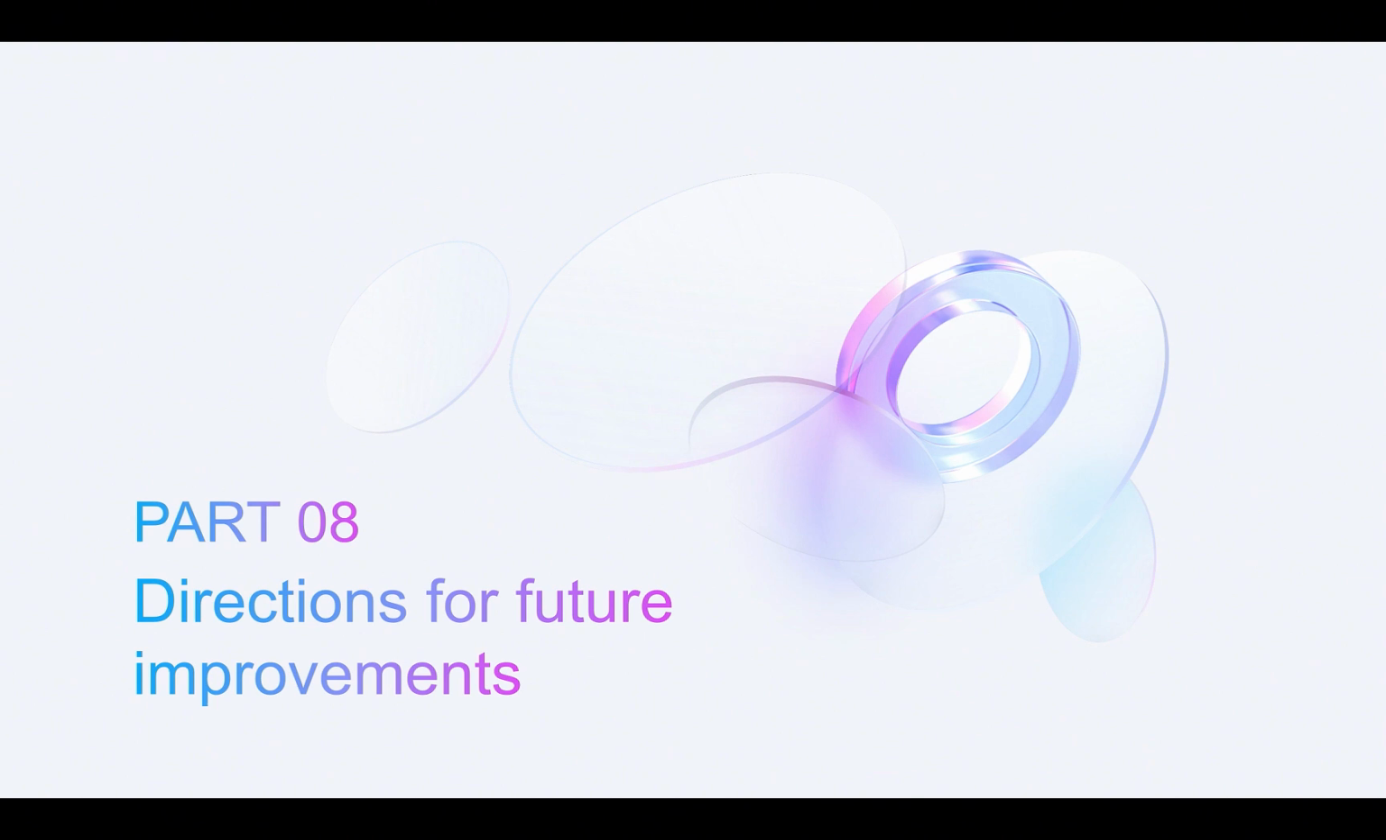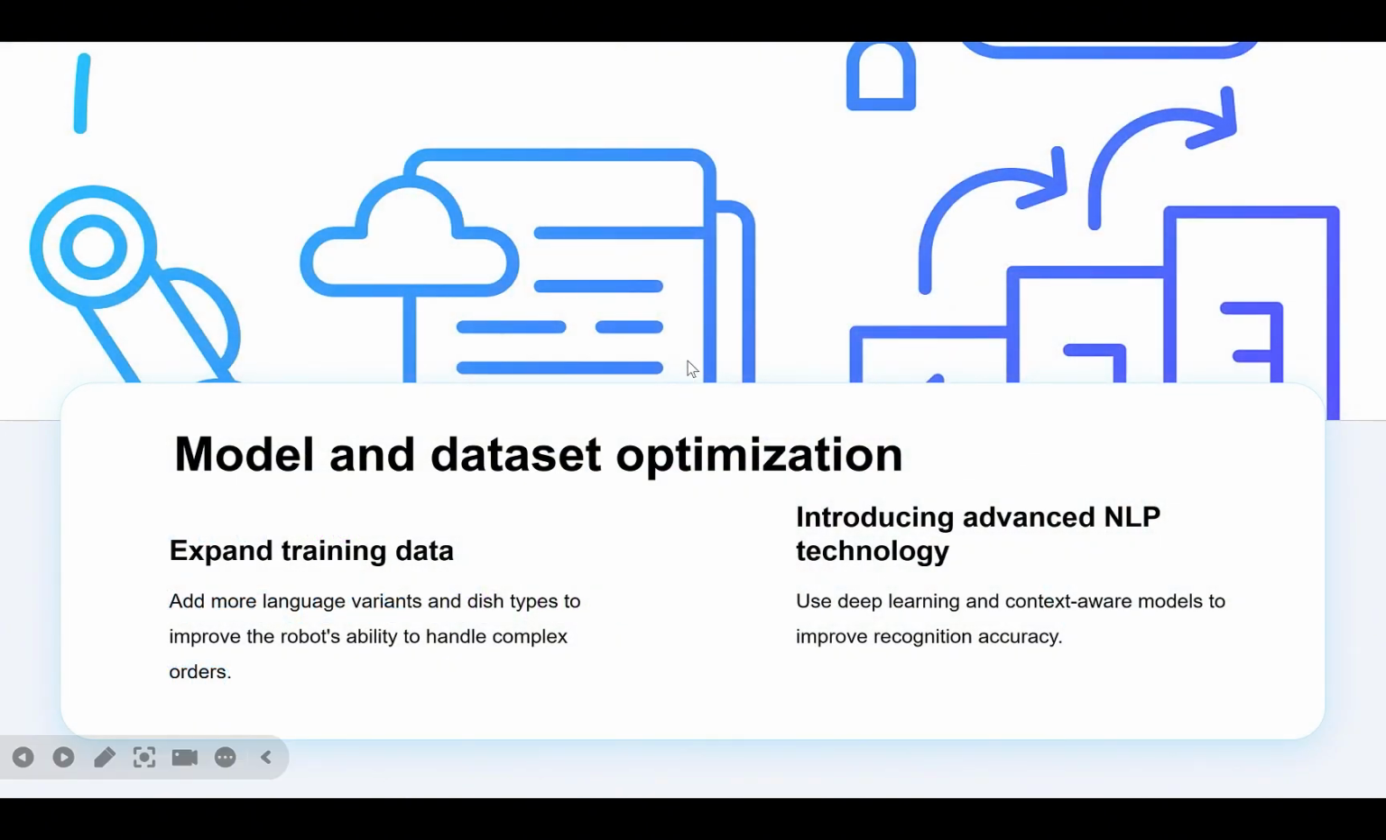Directions for future improvements. Optimization of models and datasets. In order to improve the ordering chatbot's ability to handle complex orders, we plan to expand the training datasets to include more language variants and dish types. At the same time, the introduction of more advanced NLP technology such as deep learning and context-aware models may further improve the accuracy of recognition.